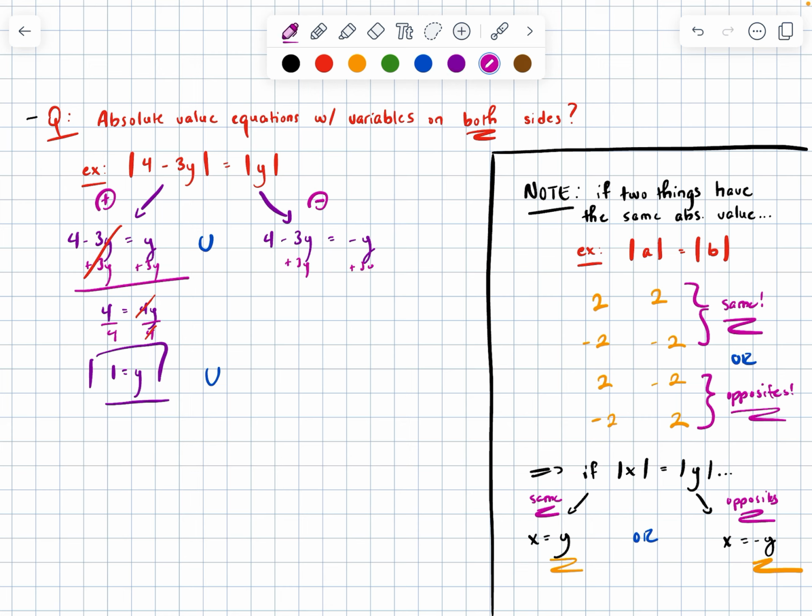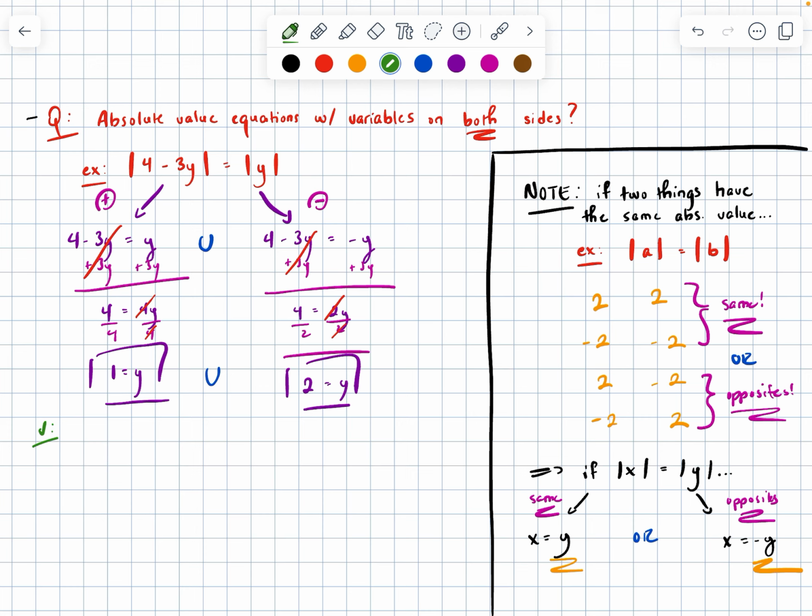Or my other option, if 4 minus 3y was -y instead of positive y, same idea, I'll add 3y to both sides. We'd find that 4 is equal to 2y. Dividing both sides by that 2, we'll isolate our y, and we'll find that y is equal to 2.